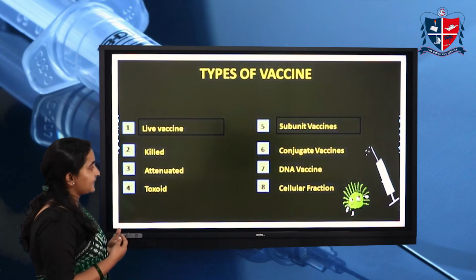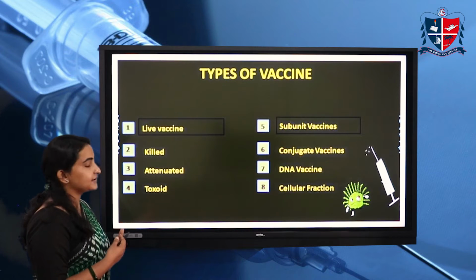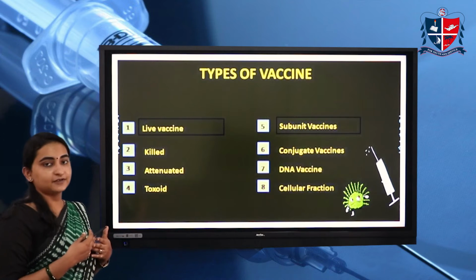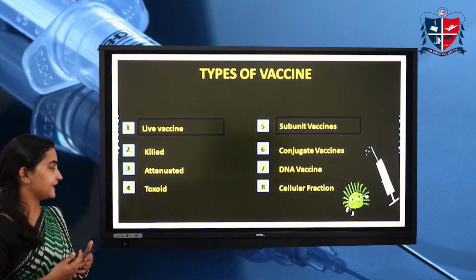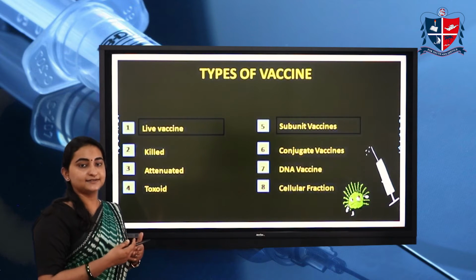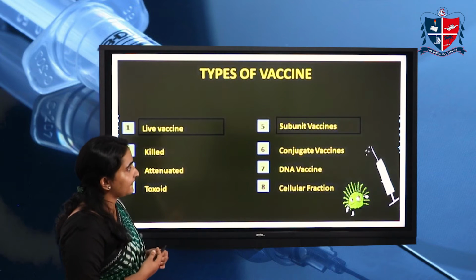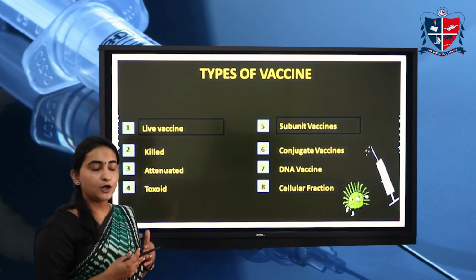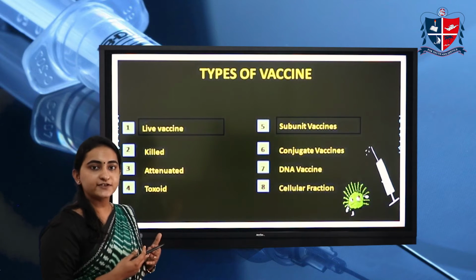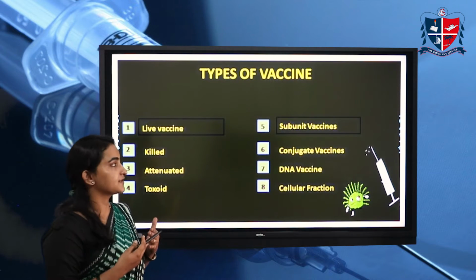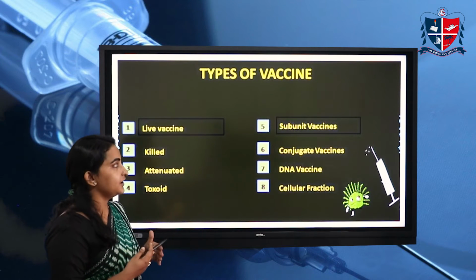Then the next one is attenuated vaccine. In attenuated vaccine, live attenuated vaccines are used. Here the majority of the microorganisms are partially killed. Then toxoid vaccines are used against the bacteria that secrete toxins. Then the next one is subunit vaccines. In the preparation of subunit vaccines, a small portion of the microbe is used for the preparation of the vaccine, and this small portion of the microbe will give immunity against the entire organism.